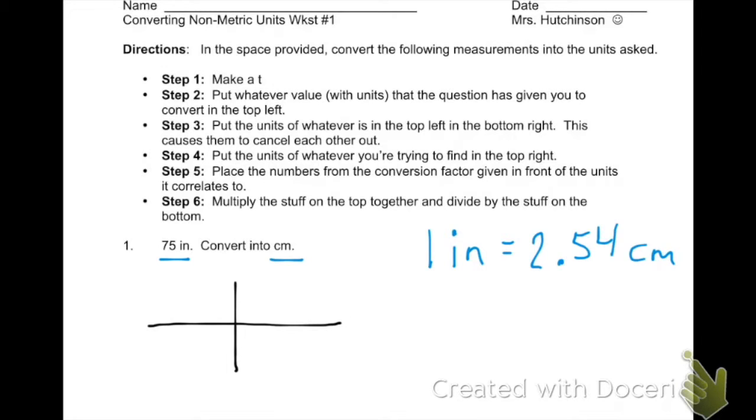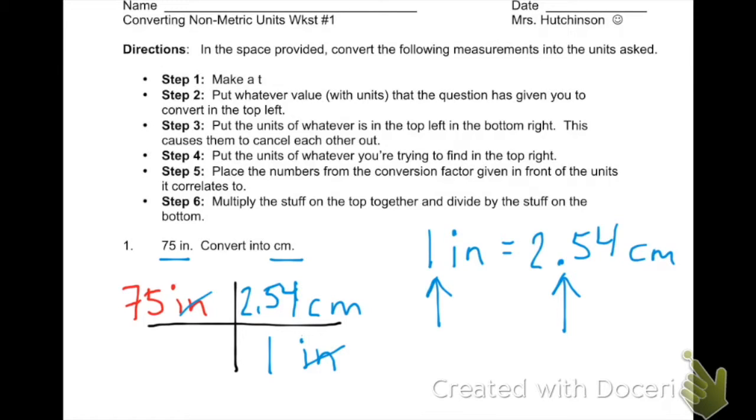We're going to place what is given in the upper left, so 75 inches. We're then going to place our units appropriately. Since we have inches in the upper left, we're going to place inches in the bottom right so that they can cancel. We're going to place centimeters on top because that is the unit we are converting to. We're going to place the appropriate numbers in front of each unit. So we've got 1 inch on the bottom, 2.54 centimeters on top. And we're simply going to multiply straight across.